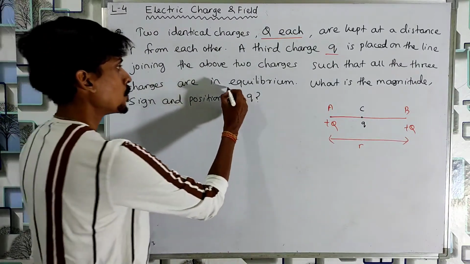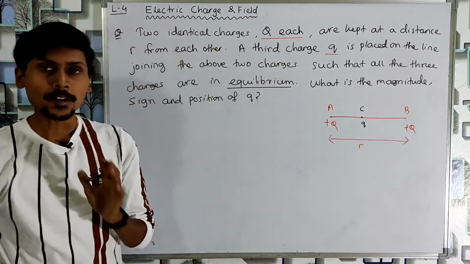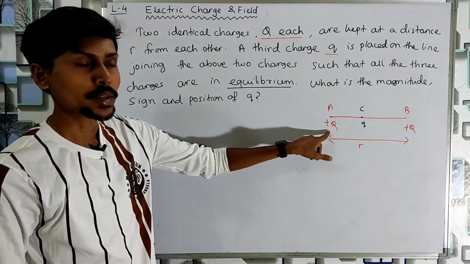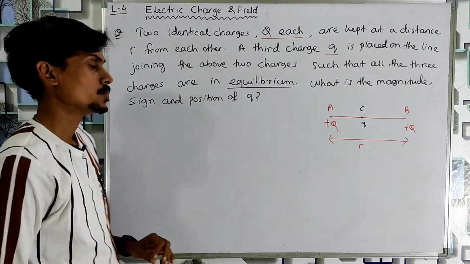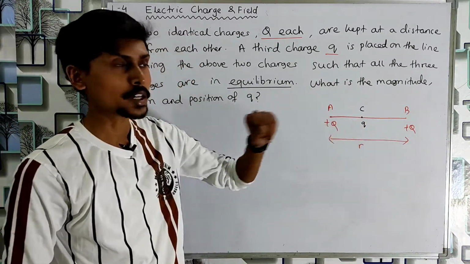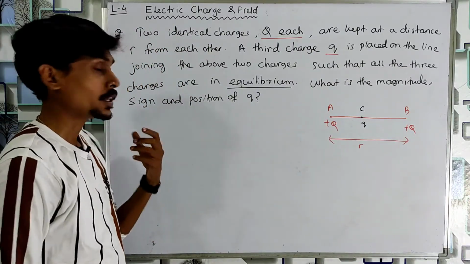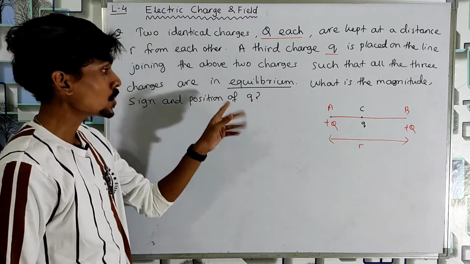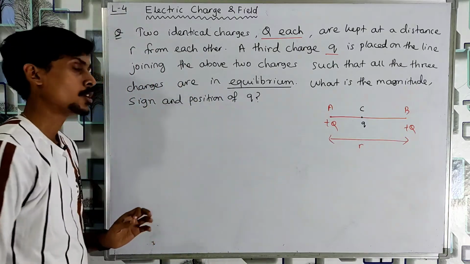Okay, equilibrium means that on all the three charges, the net force is 0. So the net force on plus q is 0, the net force on the other plus q is 0, and the net force on small q is also 0. So we have to find what is the magnitude of this charge small q, and what is the sign. Sign means its polarity, positive or negative, and what is the position of small q, that is, where small q is to be located.